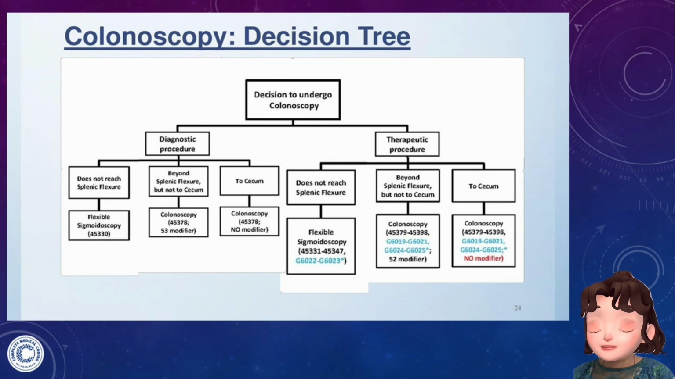Now, if the physician reaches beyond the splenic flexure but not to the cecum, you need to use the colonoscopy code, same as in diagnostic. The code range is 45379 to 45398 along with modifier 52. And if the physician has reached the cecum, use the colonoscopy code with no modifier.